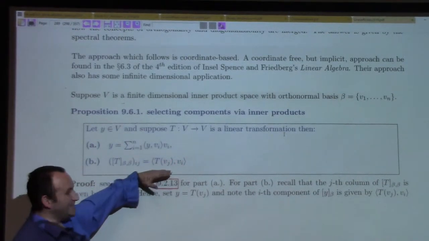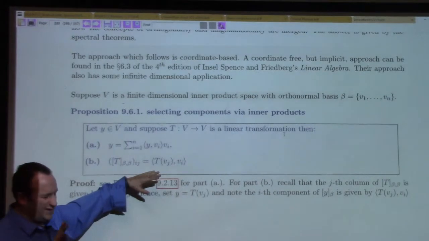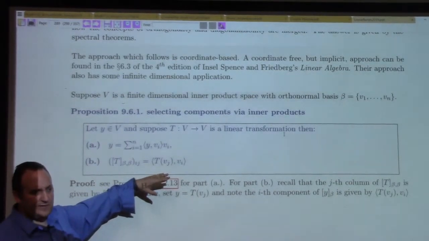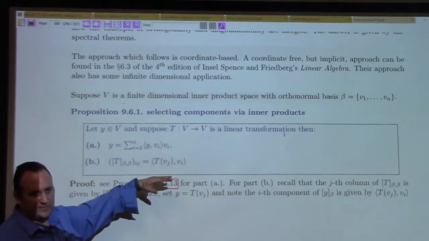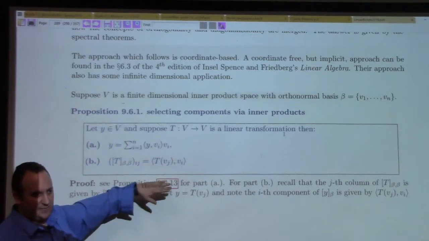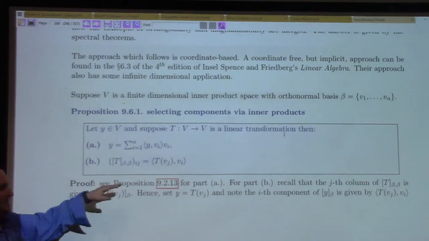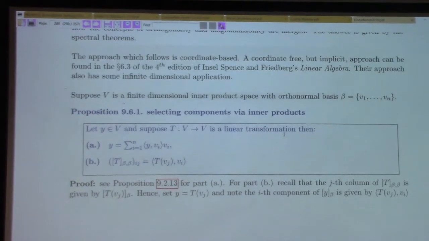This is like the next step. Remember, I spent 10 minutes, 20 minutes at the start of a class deriving this formula in terms of the dual basis and selecting the components for a transformation. This is very much part of that story. We'll circle back to that in maybe not next lecture, but the lecture after.